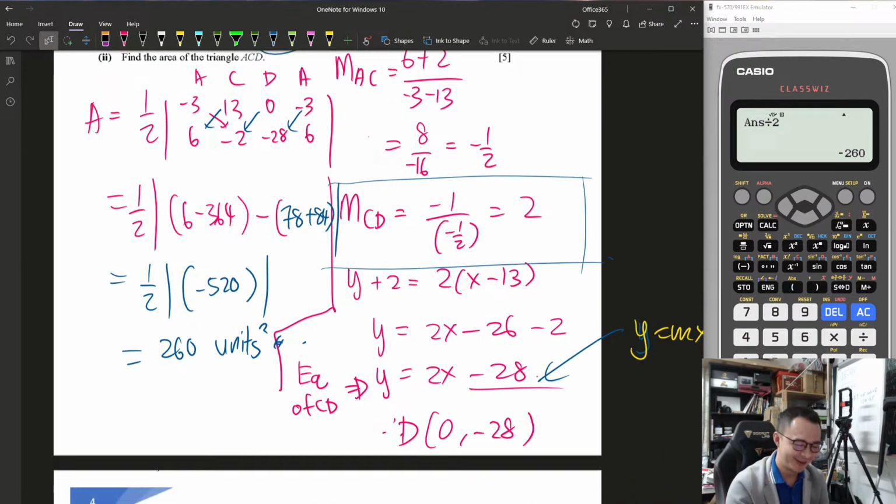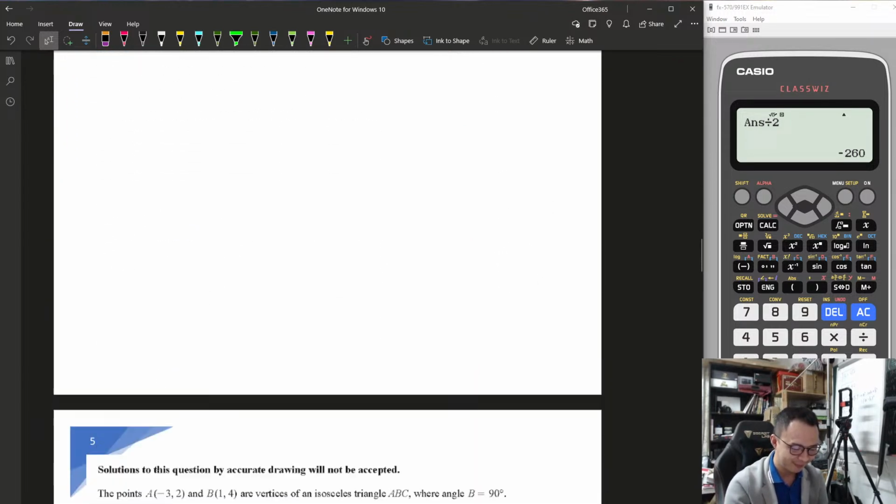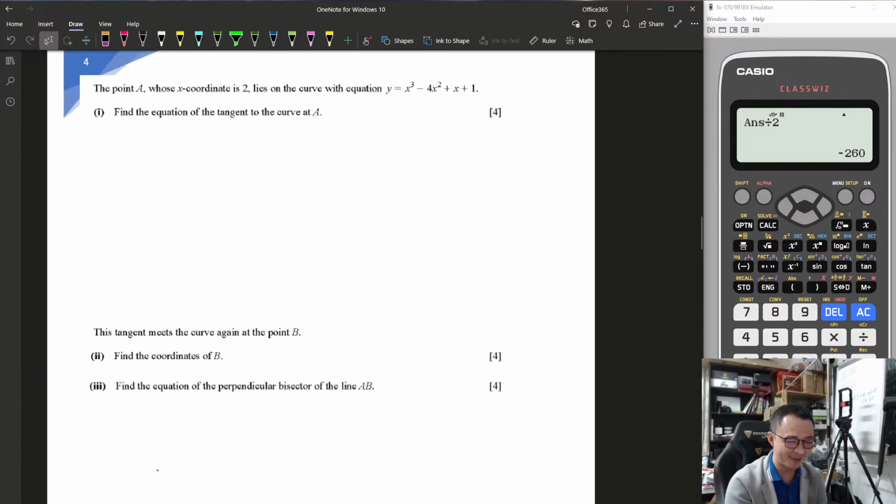Okay, cool. Let's do one more question. Okay, let's do this one. It involves a little bit of differentiation. I find it quite fun.